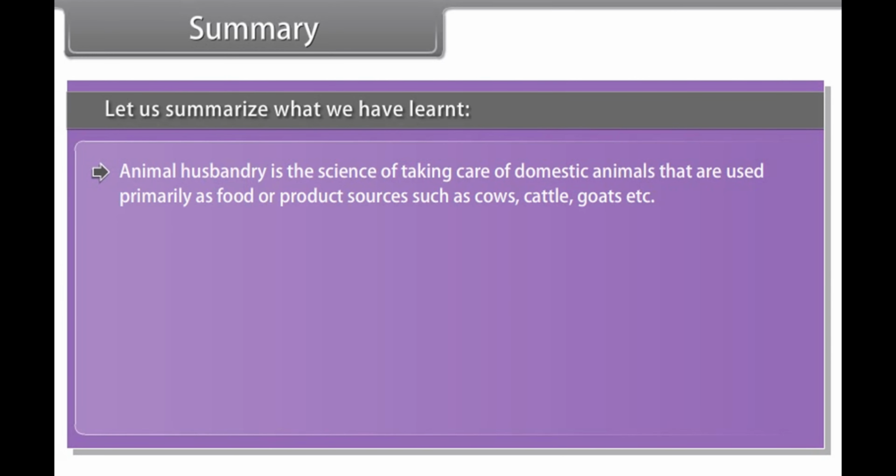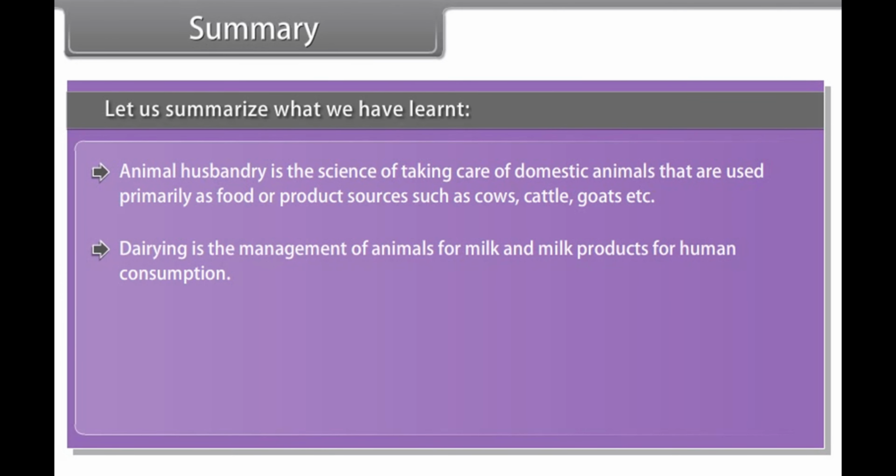Animal husbandry is the science of taking care of domestic animals that are used primarily as food or product sources such as cows, cattle, goats, etc. Dairying is the management of animals for milk and milk products for human consumption. Poultry is the class of domesticated fowl used for food or for their eggs.